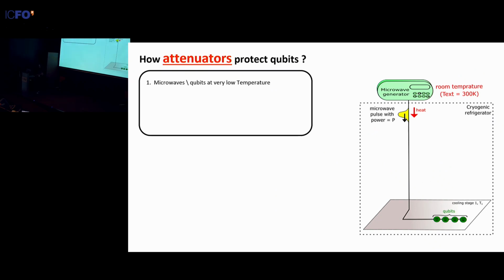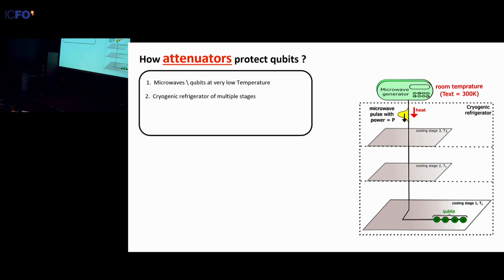So now let's concentrate more on the attenuators. As I said before, we have the qubits placed at the lowest temperature stage of the system. And then microwave signals are sent from room temperature and gradually cool as they pass through the different cooling stages, but they will still carry thermal noise that we don't want to reach the qubits.